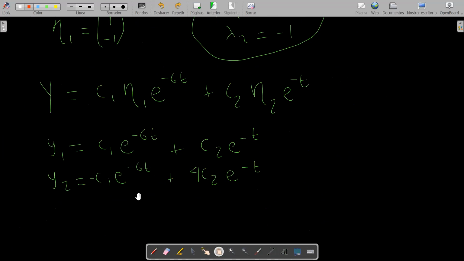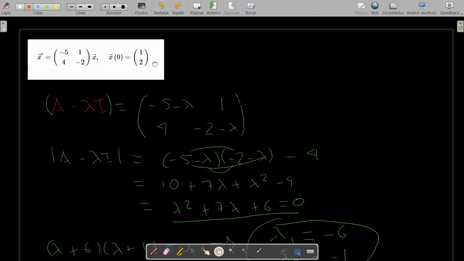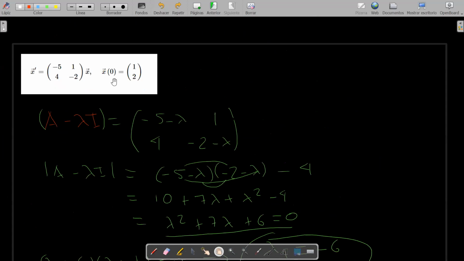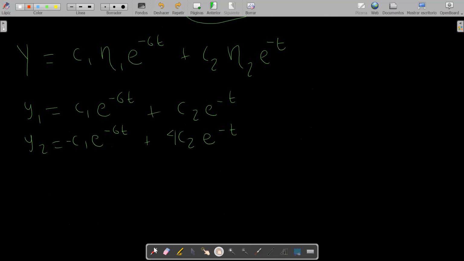So here are our two solutions. So let's replace now our initial conditions. Remember, our initial conditions are in the form of a matrix. We have a vector x of 0 equal to 1 and 2. And this is how we represent a vector. We can represent it this way, or we can represent it with a capital X.